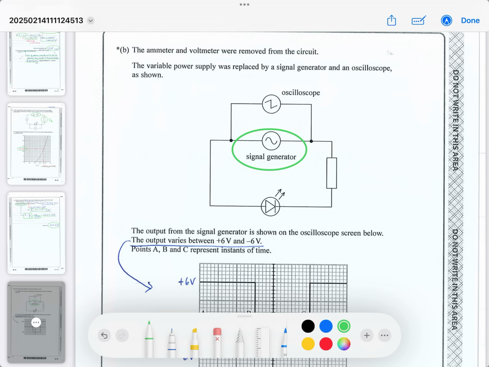So the oscilloscope, remember, measures voltage against time. It can plot a graph of volts against time. So it's basically a voltmeter which is varying, can measure AC voltage and plot it as a voltage against time graph, okay? So that's what they're doing now. So they're using, instead of a battery, an alternating current or an alternating voltage, okay?